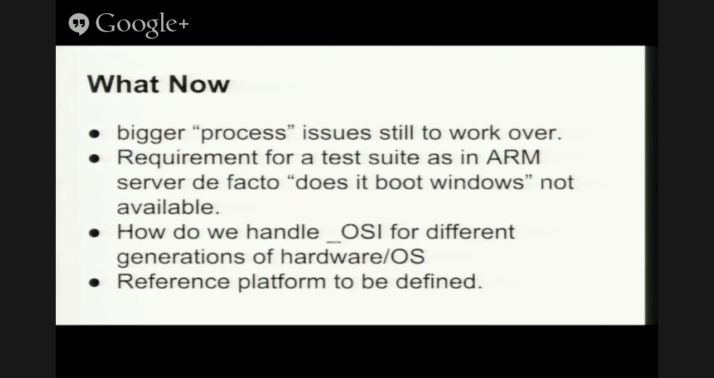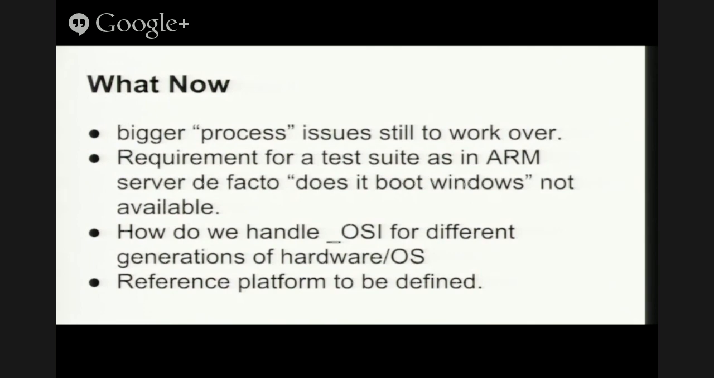I have a comment on some of the bullets here. In terms of the test suite, I think what we are looking at in the UEFI forum is an ACPI SCT, if you will, a self-certifying test. What we are looking at right now is the possibility of using the FWTS out of Canonical. They told me that it is already ported for ARM. So that's something that you guys need to look into.